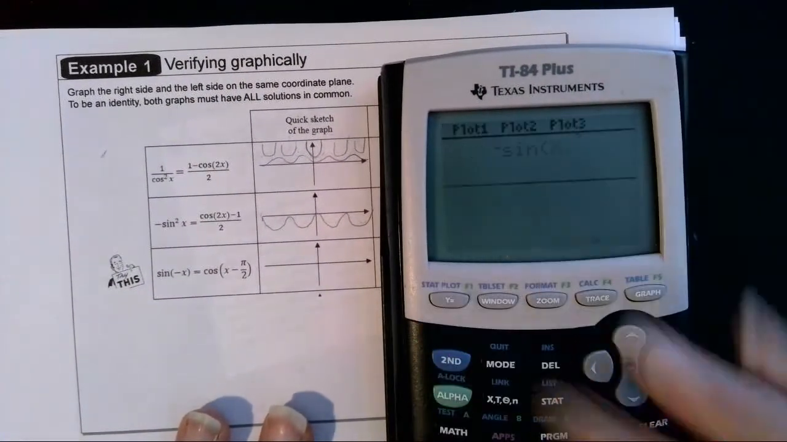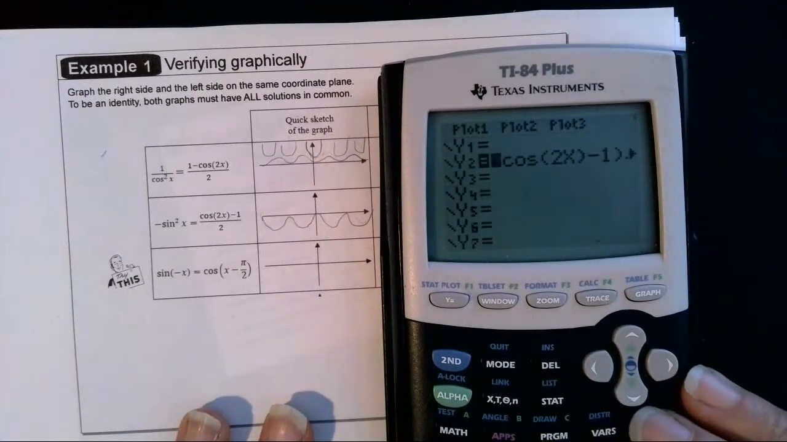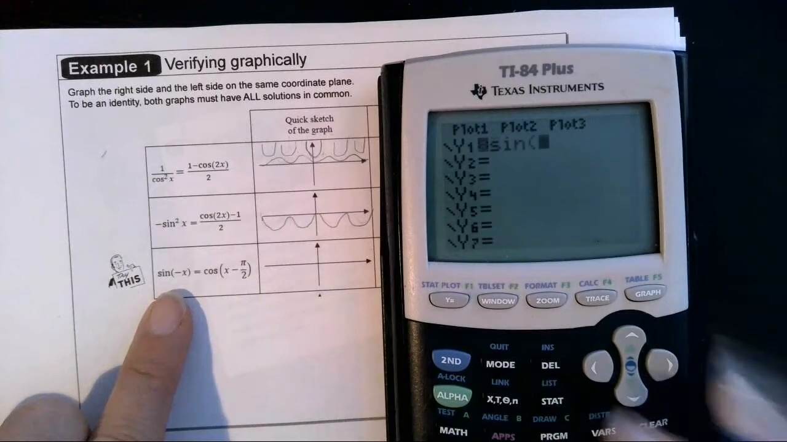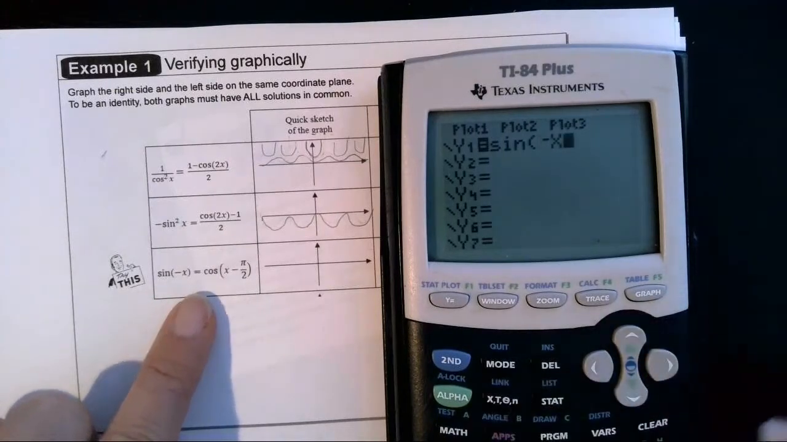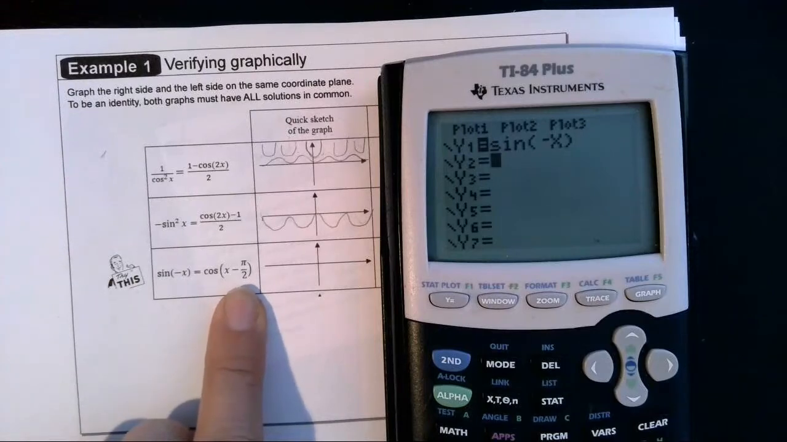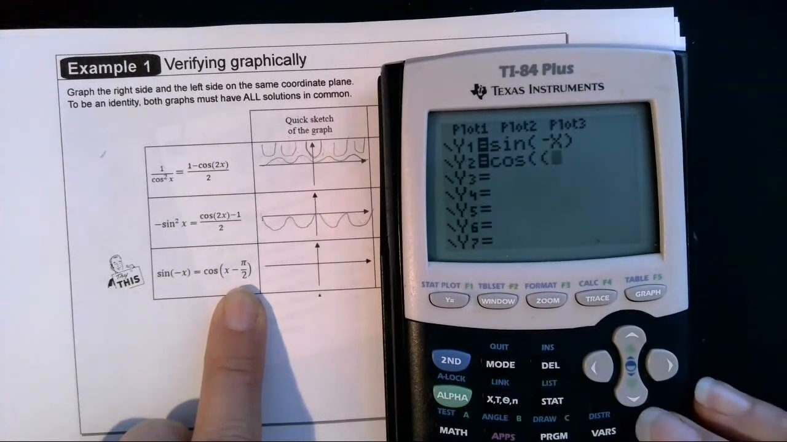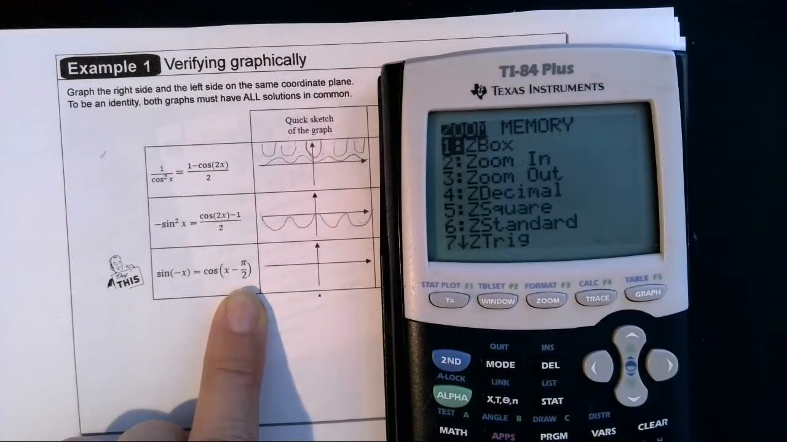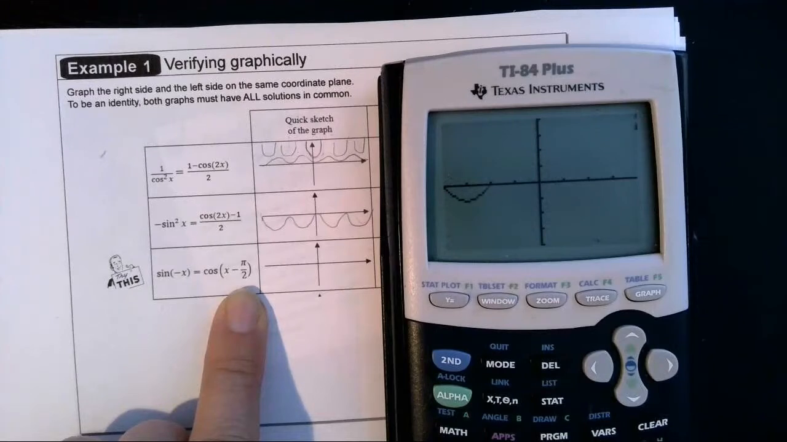So in the y equals, we'll go ahead and clear out our last problem. And in y1, we're going to graph the left side, which is the sine of negative x. And then in y2, we will graph the right side, which is the cosine of x minus pi divided by 2. Okay. And then zoom 7 for zoom trig.